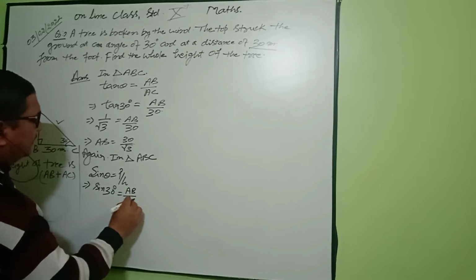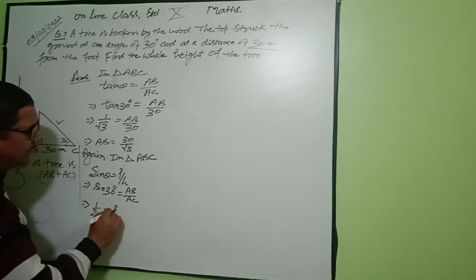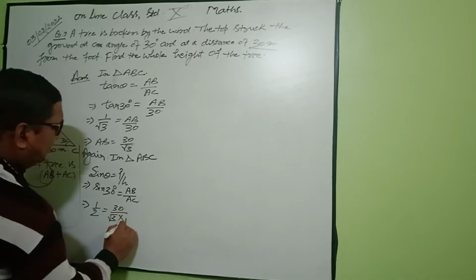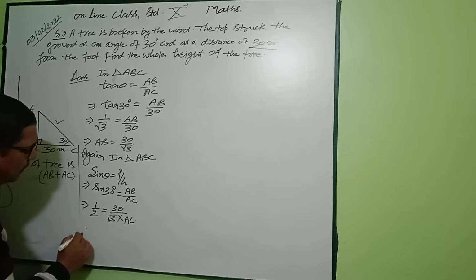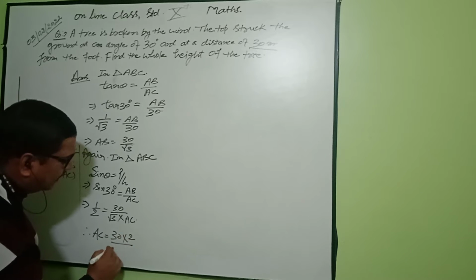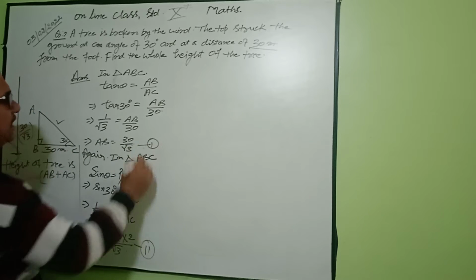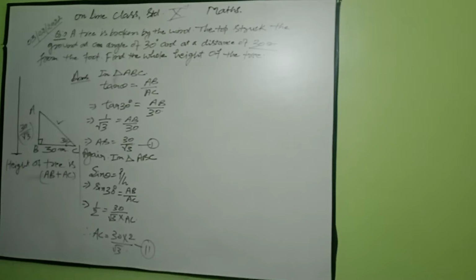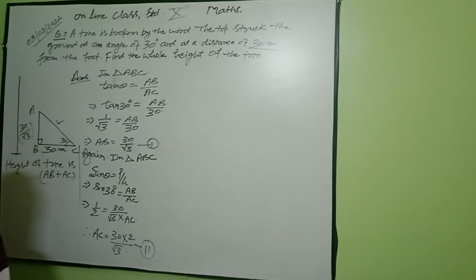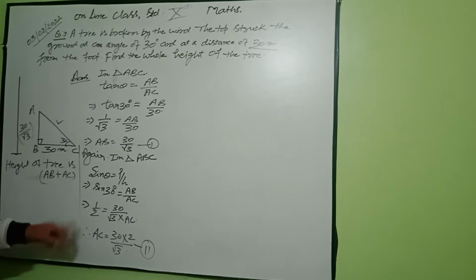Sine 30 is 1 by 2, AB is 30 by root 3, into AC, or AC equal to 30 into 2 by root 3. This is equation first and this is equation second. Okay. Now you will add.